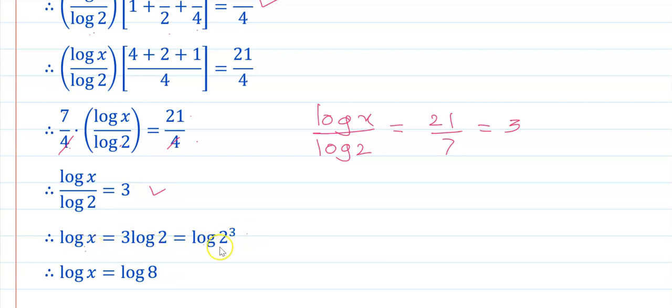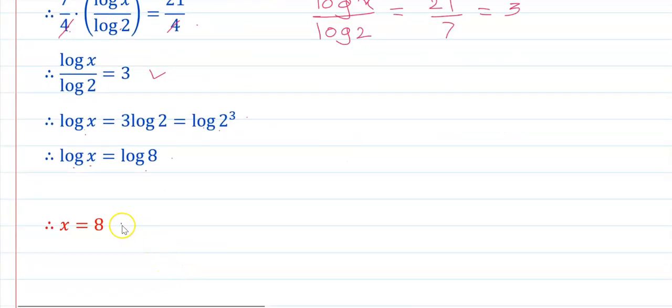Now, as these two logs are equal, 2 raised to 3. 2 raised to 3 means what? 8. As these two logs are equal, therefore x is equals to 8. And hence, this is the answer.